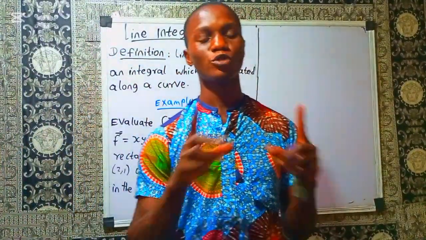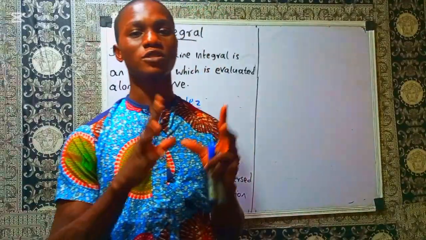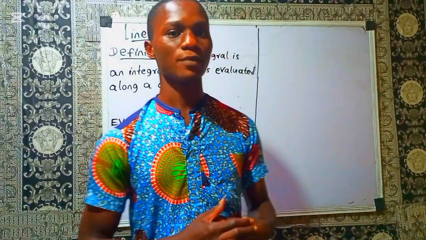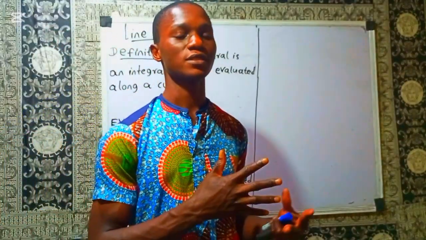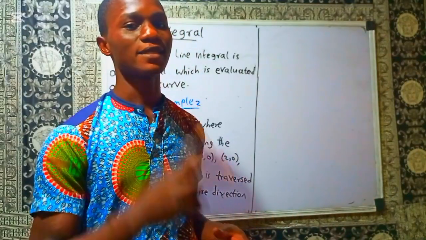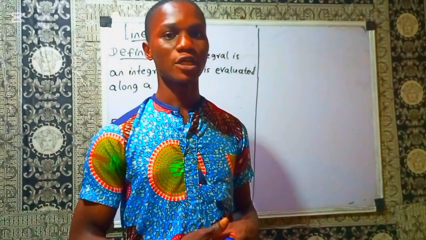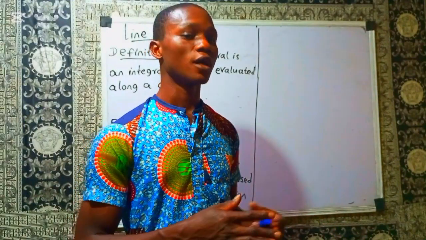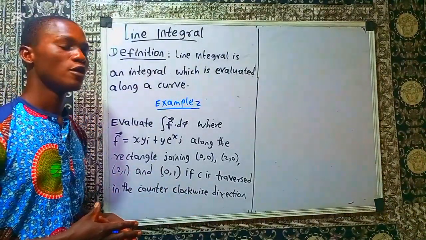Remember in our last class we introduced this topic, line integral, and we solved a particular example, and I told you that we are going to consider more examples on this. So we want to solve more examples on this line integral. I told you that line integral is an integral which is performed along a specific curve. The curve could be a circle, triangle, rectangle, and so on. So we have this example to consider.